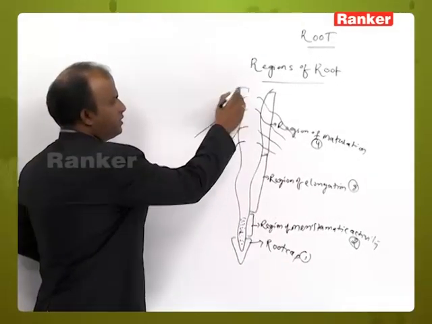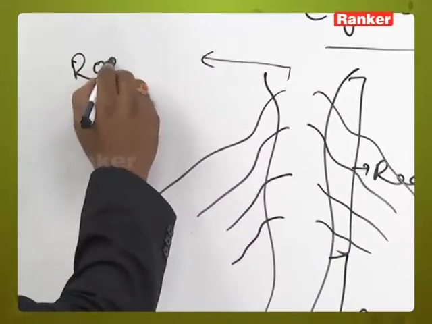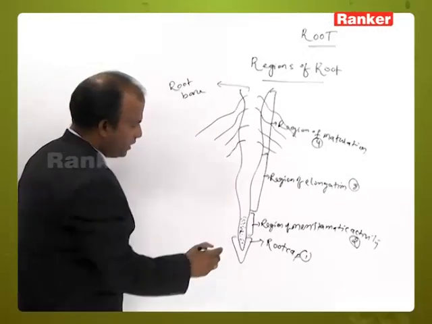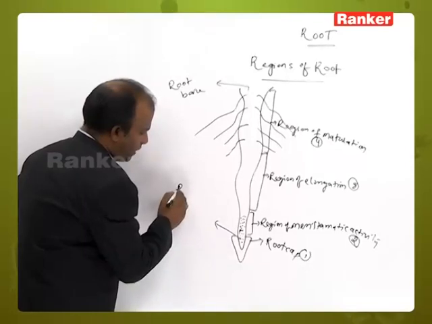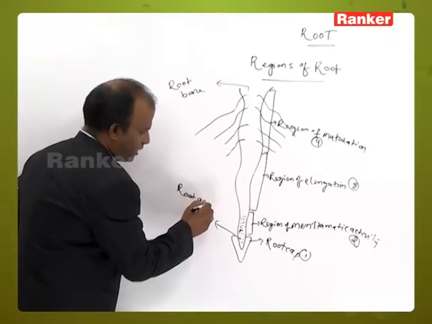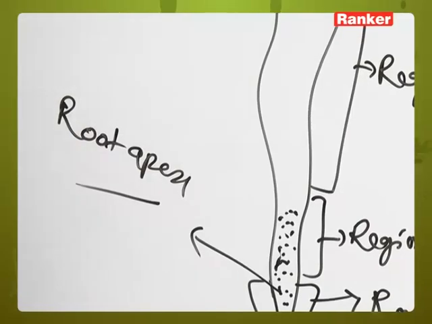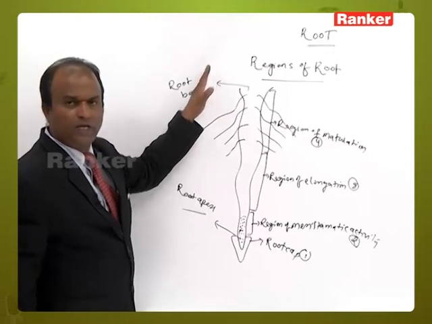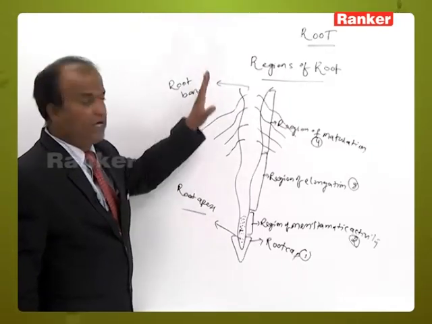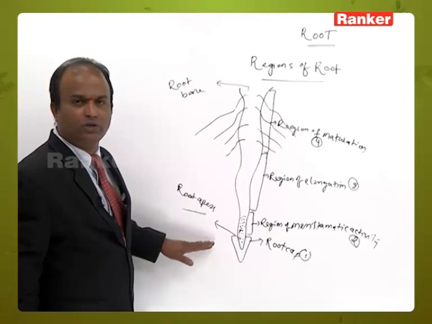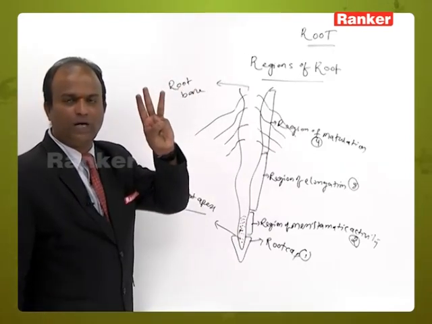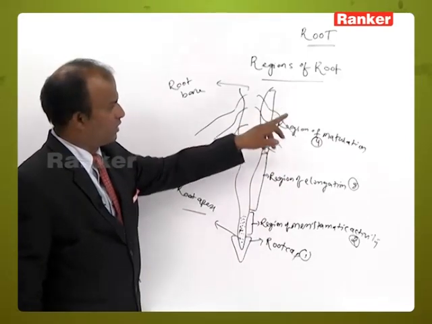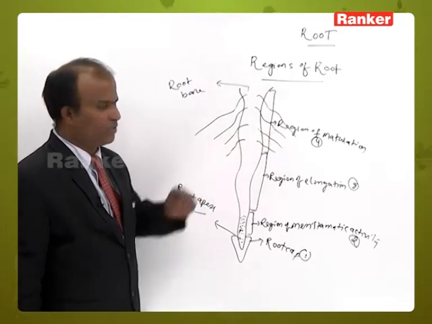Can we call this region as root base region? Yes, we can call that one as root base region. And this region, it is called as root apex region. Now, the region of root, it shows mainly the root base as well as root apex. In between the root base and root apex, it shows 3 parts, that is region of meristematic activity, region of elongation and region of maturation.